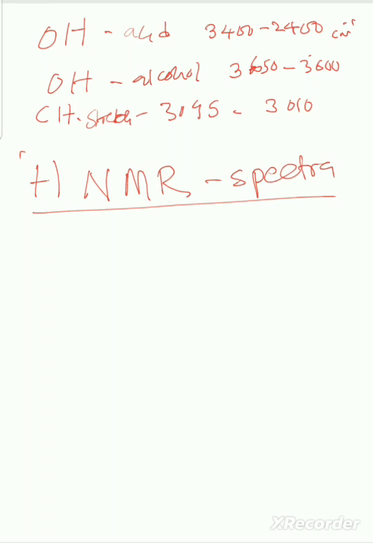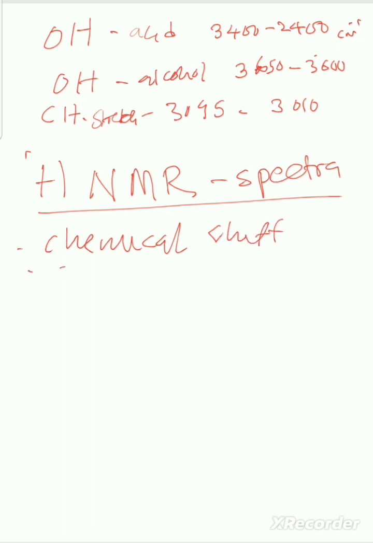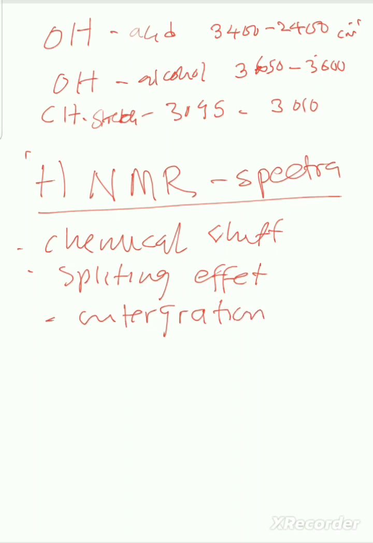When the radiation comes into a compound, it causes the protons to start spinning, because the radiation of NMR is strong enough to cause spinning or excitation of atoms. Under this one, we need to know about the chemical shift, also the splitting effect, and integration. These are the three things we need to know under NMR spectra.